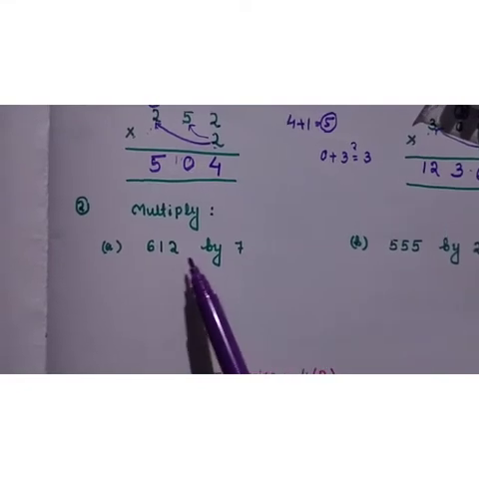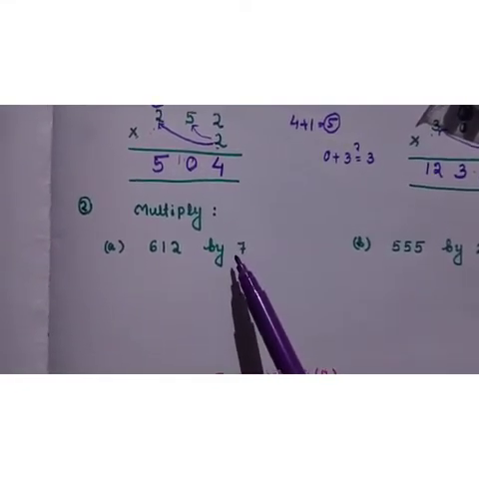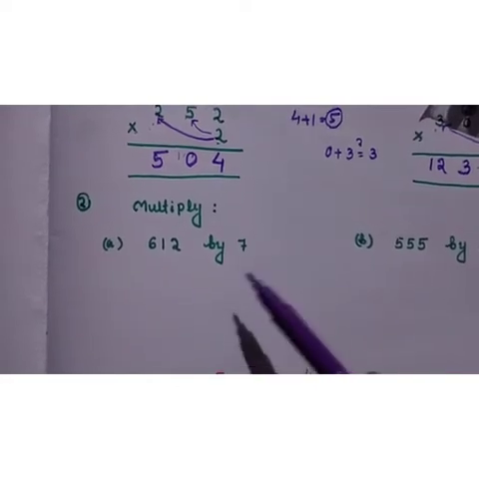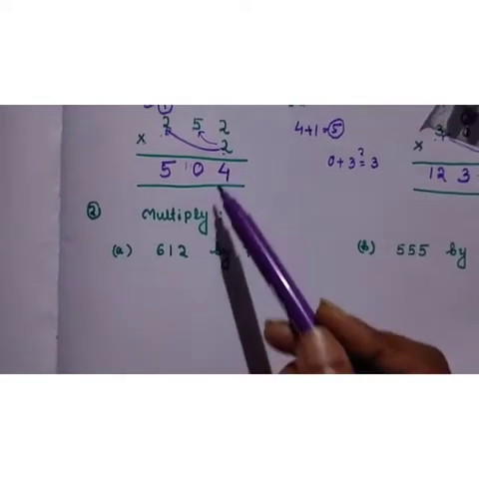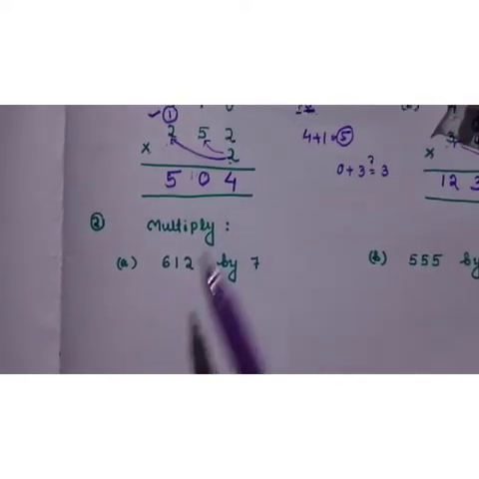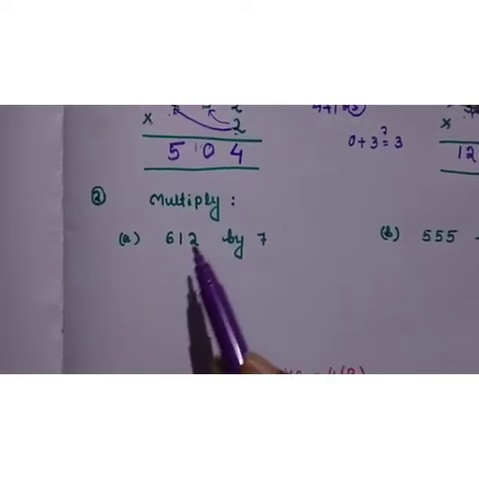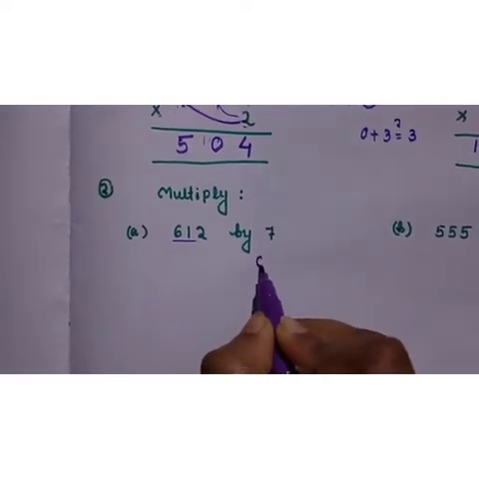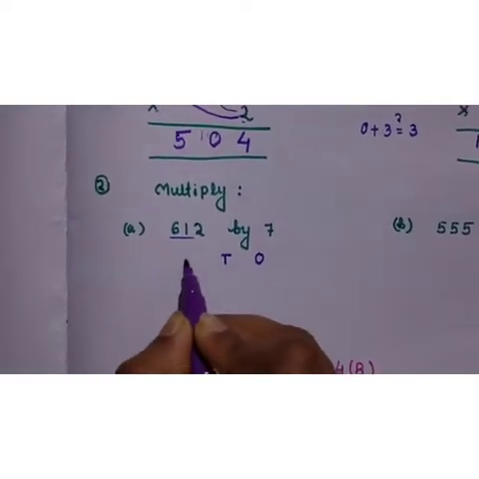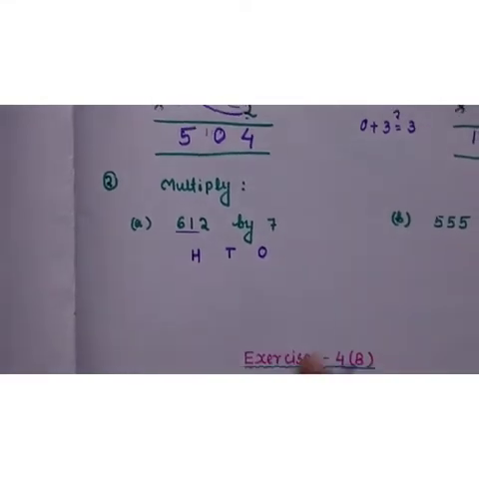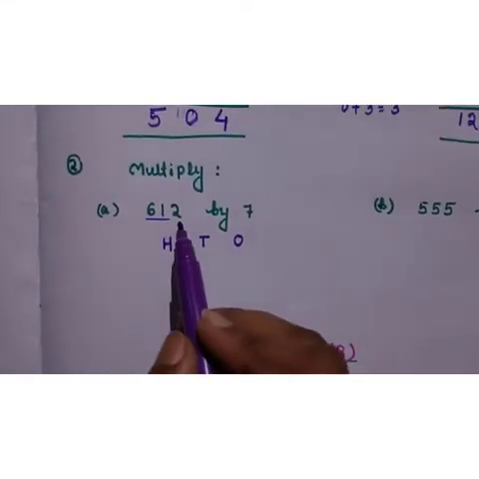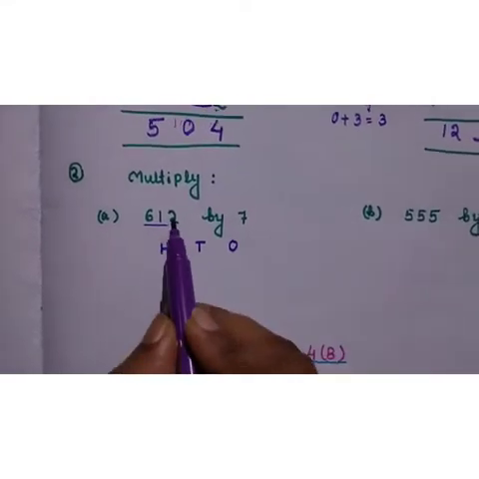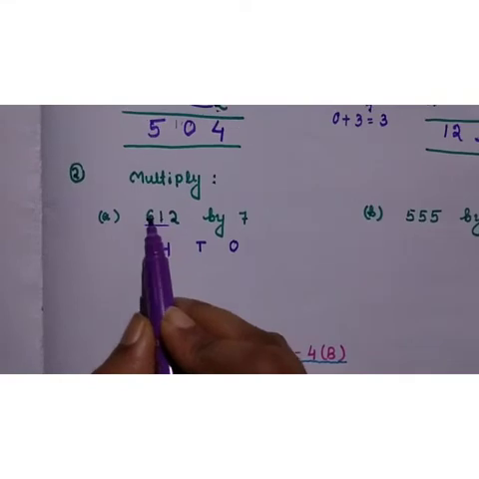Now see question number 2. Here the question is given horizontally, so your first work is to arrange the numbers vertically like this. Understood? See, your first number is a 3-digit number, so we first write the places: ones, tens, then hundreds. Now we write the number according to its place value.